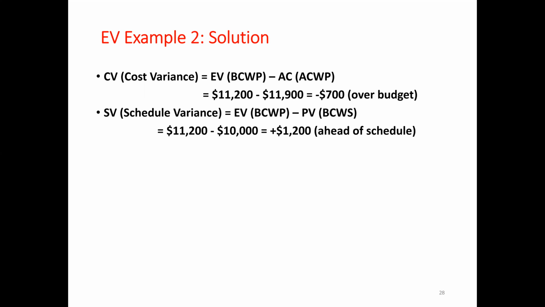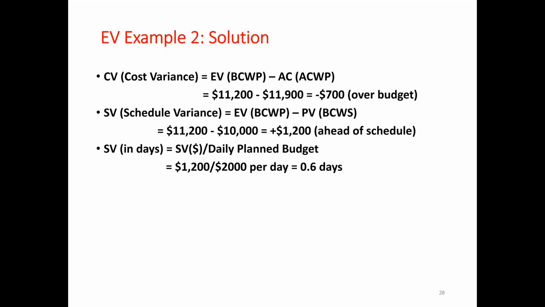schedule variance is EV minus PV: budgeted cost of work performed minus budgeted cost of work scheduled. So 11,200 minus 10,000. We have calculated EV before. EV is 11,200 minus PV is 10,000. So we got a positive 1,200. When schedule variance is positive, it means we are building fast and we are ahead of schedule.